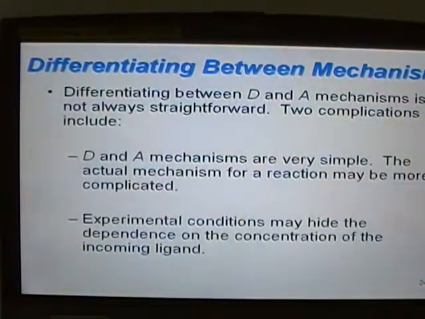First, the two mechanisms are very simple. The actual mechanism for a reaction may be much more complicated. Second, experimental conditions may hide the dependence on the concentration of the incoming ligand. If you have a reaction where it's difficult to tell how the concentration of the incoming ligand affects the rate of the reaction, then it can be difficult to determine which mechanism is correct.